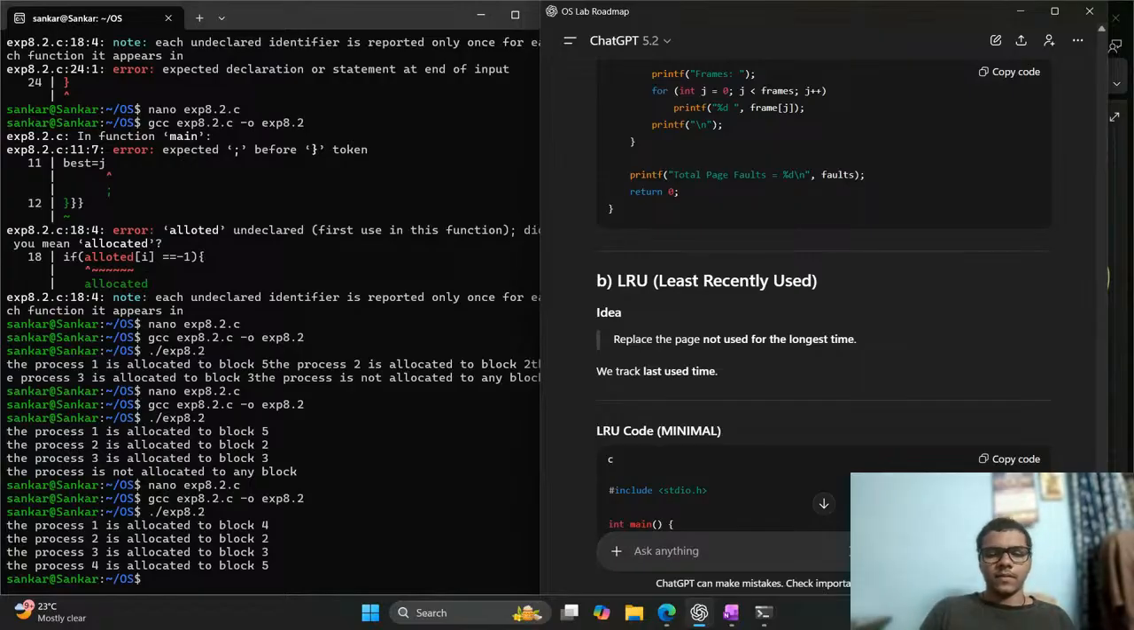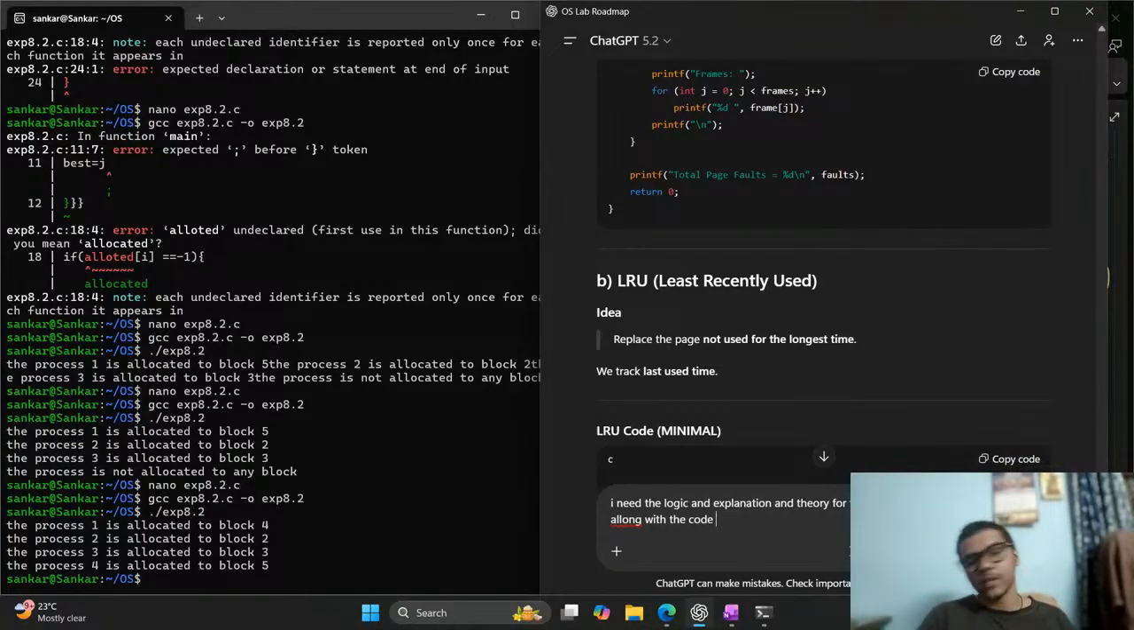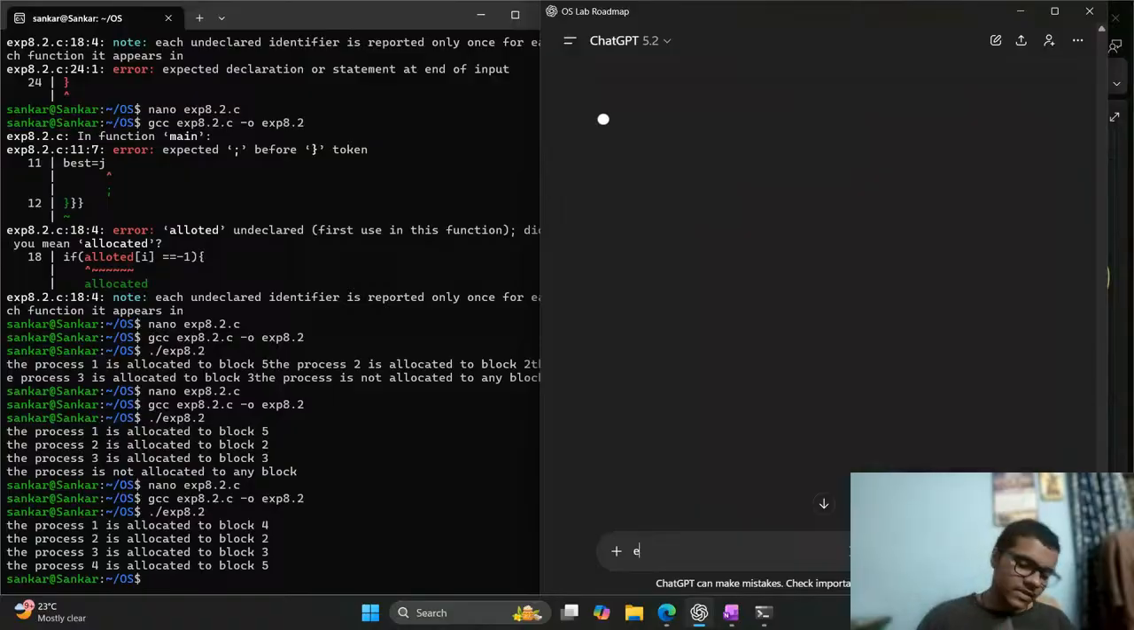I need the logic and explanation theory for the page replacement algorithms along with the code explanation. Yeah, that's too late.